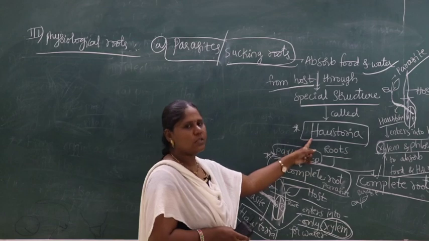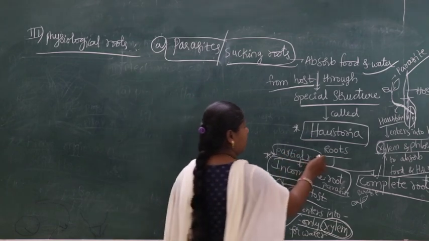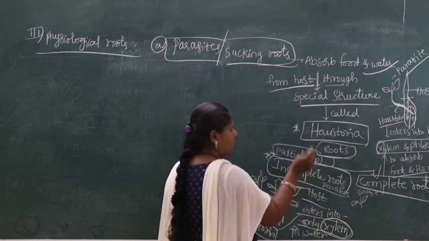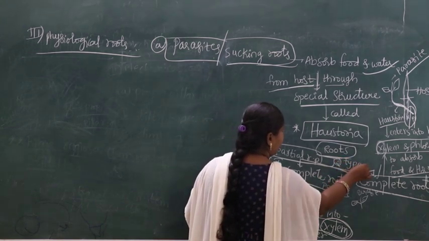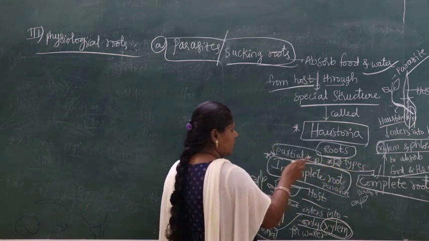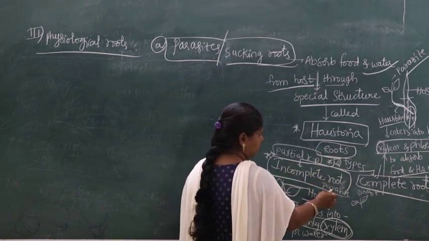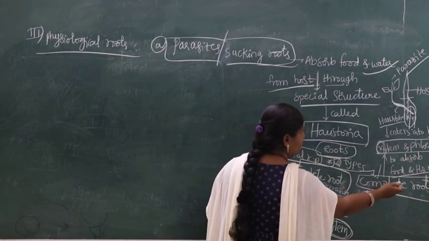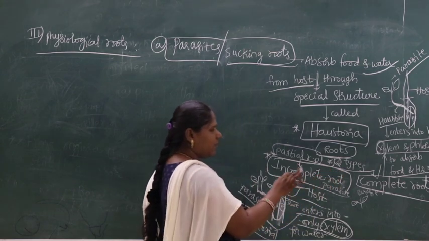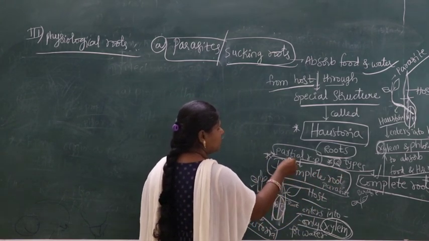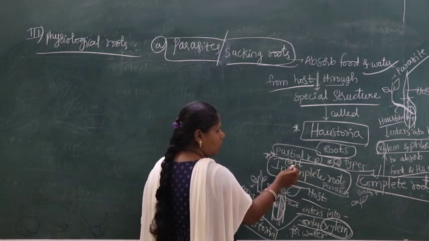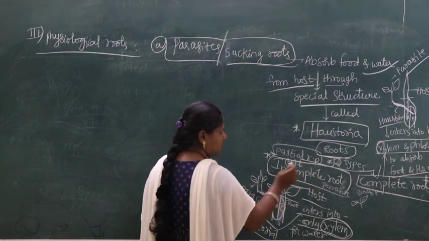Okay, based on this Haustoria, roots are divided into two categories. What are the two categories here? Roots are divided into two types. What are the two types? Incomplete root parasites and complete root parasites, or simply write complete roots. Incomplete is also called partial root parasites or incomplete root parasites.